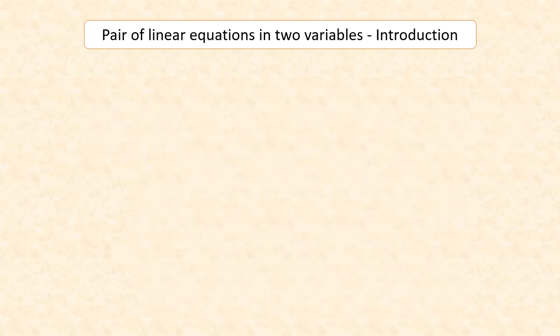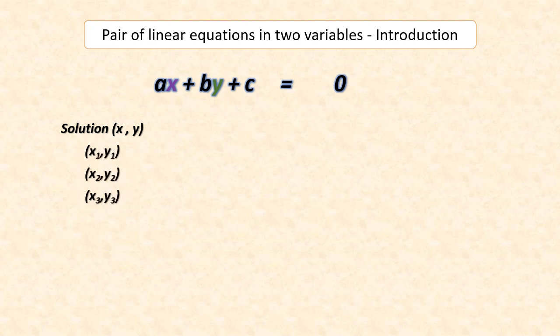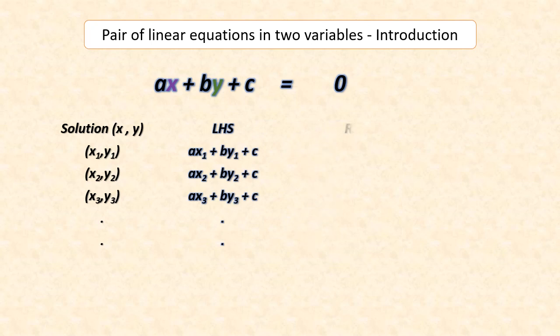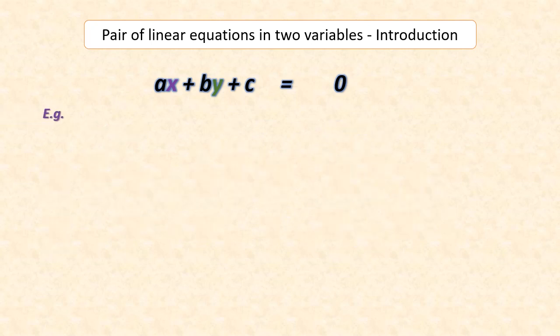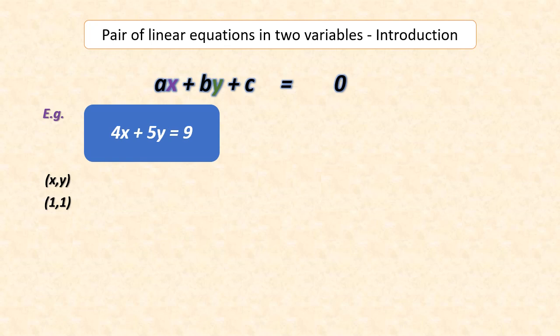You also know that a solution of such an equation is a pair of values, one for x, and the other for y, that makes the LHS of the equation equal to the RHS of the equation. For example, when we substitute x equals 1 and y equals 1 in the left-hand side of the equation 4x plus 5y is equal to 9, we get a value 4 times 1 plus 5 times 1 equal to 9, which is equal to the right-hand side of the equation.